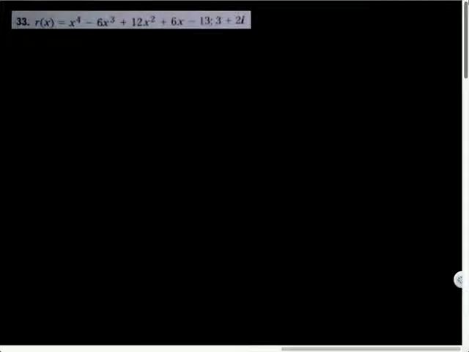Problem 33. It says, given a function and one of its zeros, find all of the zeros of the function. So I know that 3 plus 2i is one of my zeros. Hey, wait a minute. If 3 plus 2i is a zero, what does that mean? I also know 3 minus 2i is also a zero, because imaginary zeros come in pairs.